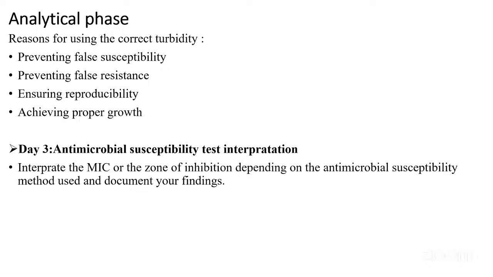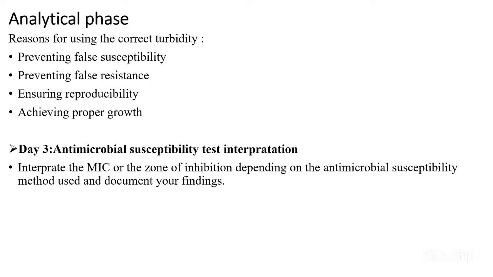So we have reasons for using the correct turbidity. These ones I had mentioned, to prevent false susceptibility. When you have the right turbidity of your bacteria solution before inoculating for AST, you will prevent false susceptibility, you will prevent false resistance, you will ensure there is reproducibility. If someone else comes and does the same test, they'll get the same results for resistance and susceptibility. If you repeat it, you'll get the same results. And also it is to ensure that we have proper growth, even on the plate or when you do it with the automated systems.